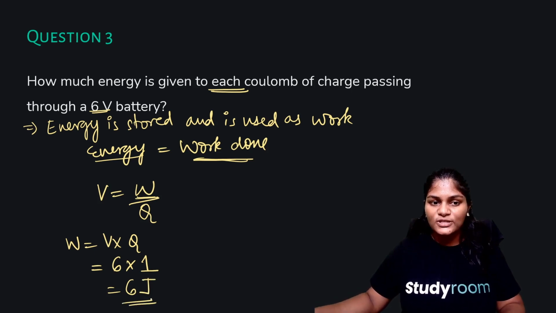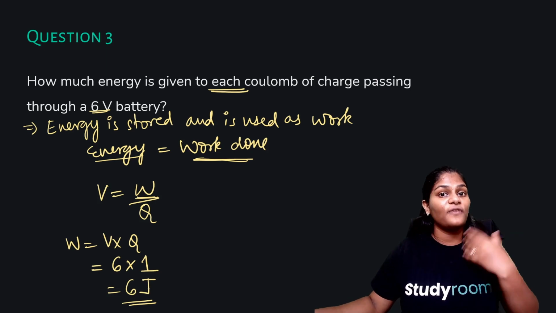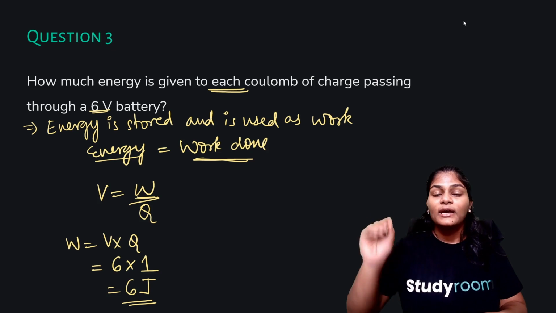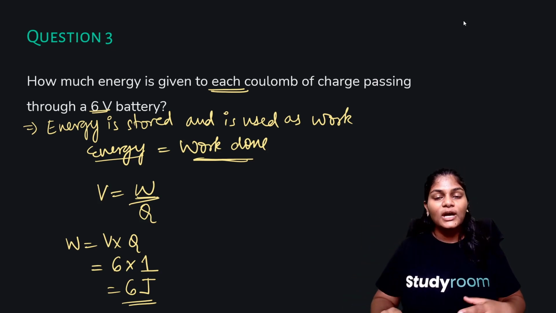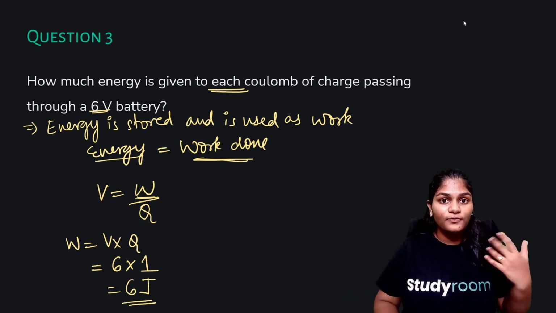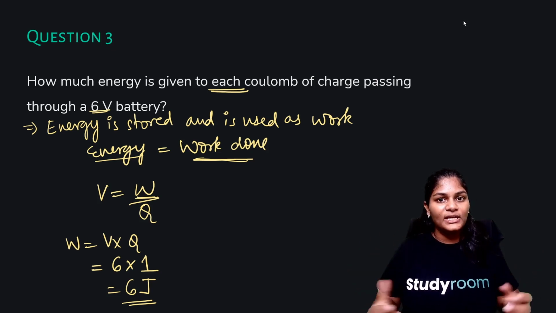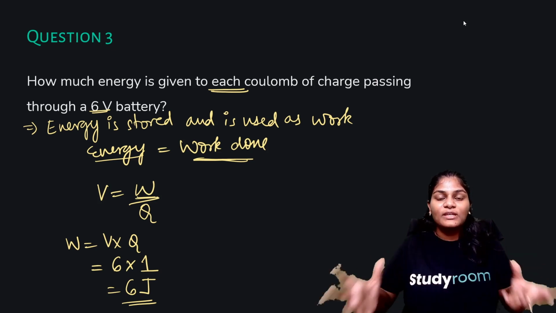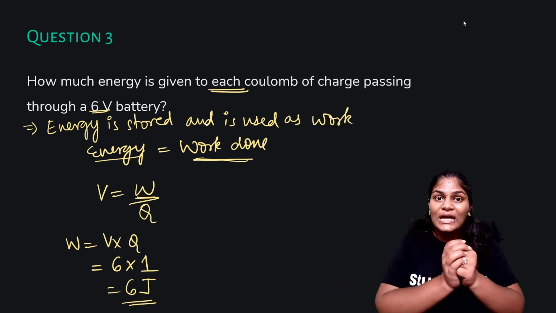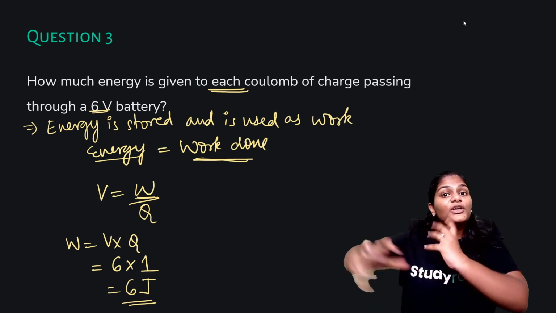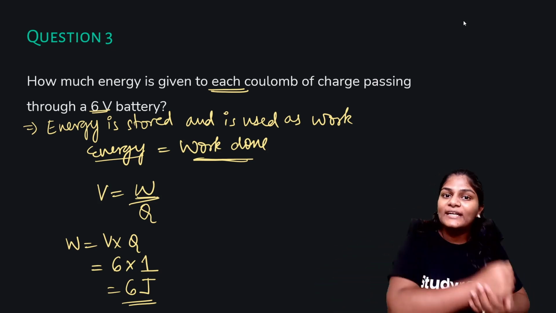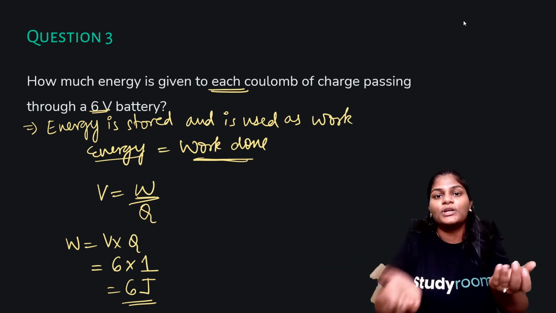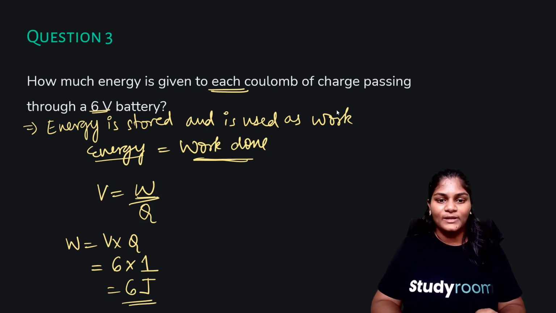So 6 joules of work, or we say 6 joules of energy, is given to each coulomb of charge. You can also remember this by recalling that when you were studying work and energy, the unit of work and the unit of energy is the same. It's joules, right? That should give you an idea that they're actually the same thing in different forms. Energy is the one that is stored, and when you do some action, that energy is what is used to do the work. So they are the same quantity in different forms. Okay. Moving on.